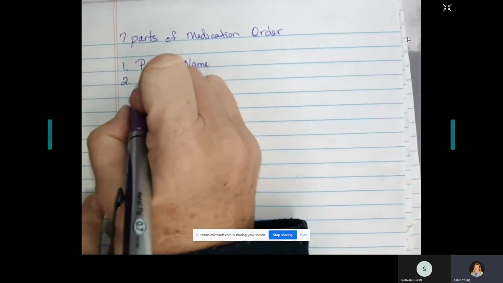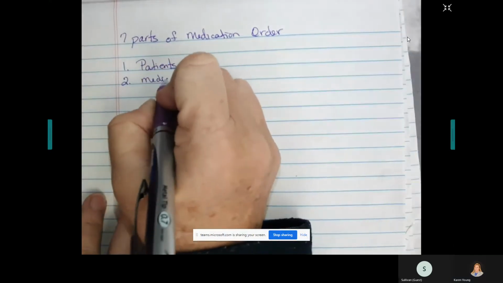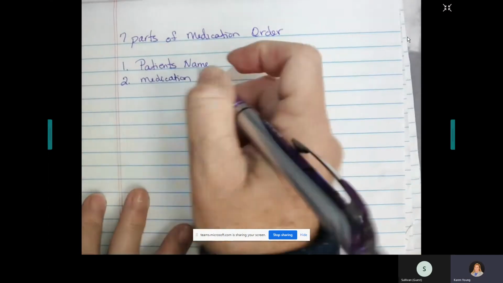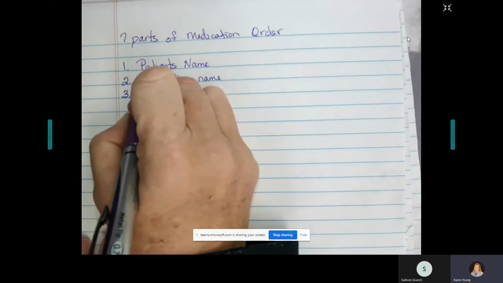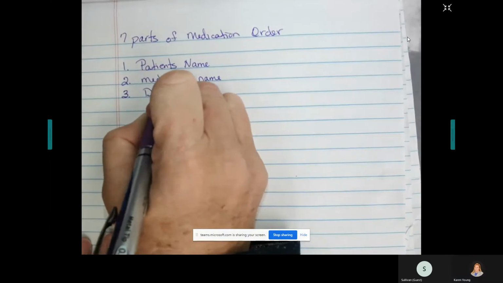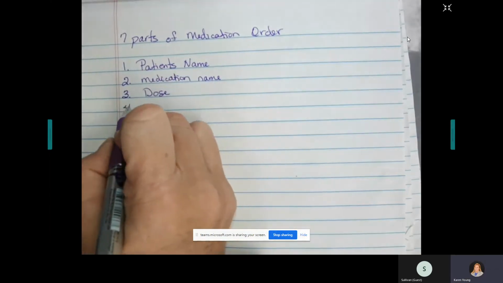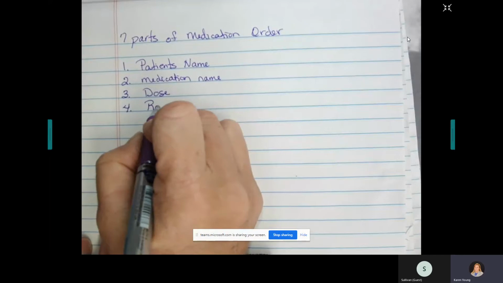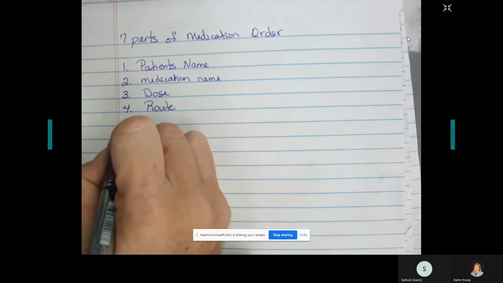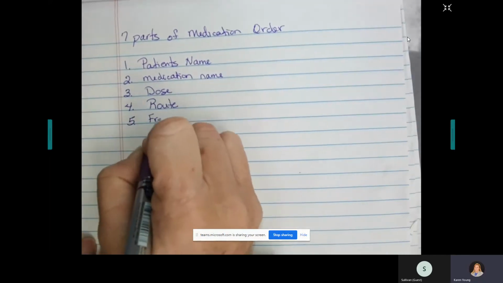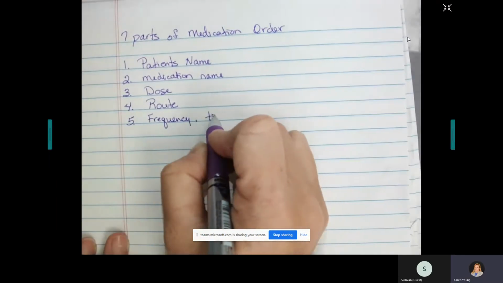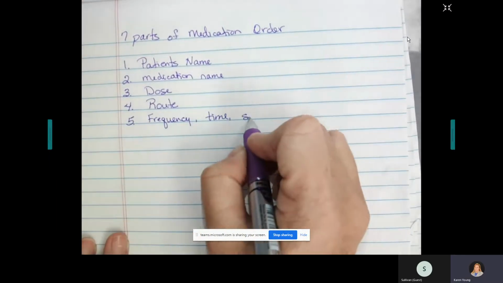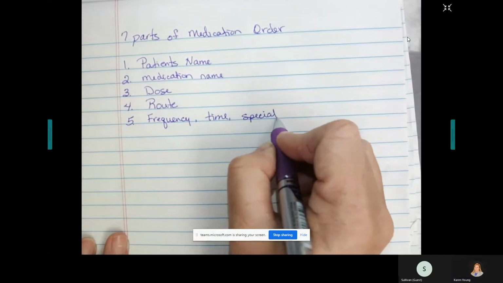The 2 is the medication name. 3 would be our dose. 4 is the route. 5 is our frequency. The time we're going to give it, and any special instructions.